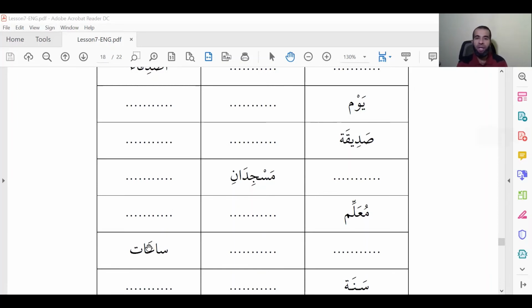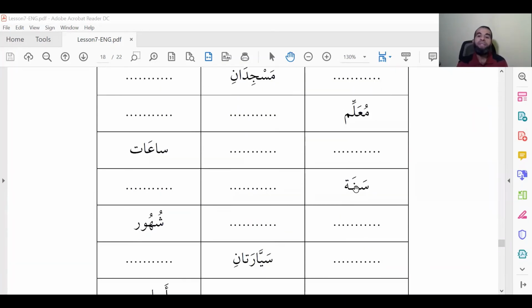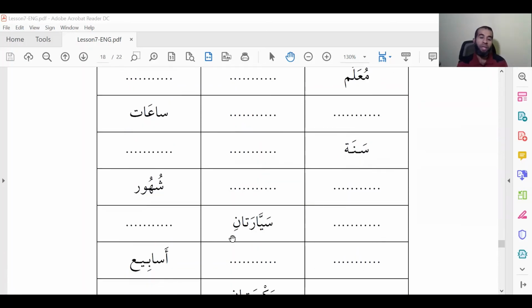ساعات its singular is ساعة and the مثنى is ساعتان. سنة، سنتان والجمع سنوات. Here شهور so we say شهر، شهران والجمع شهور. سيارتان so this was تاء مربوطة so we say سيارة، سيارتان، سيارات.